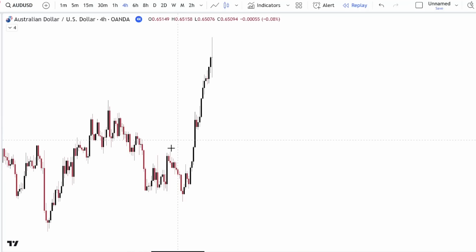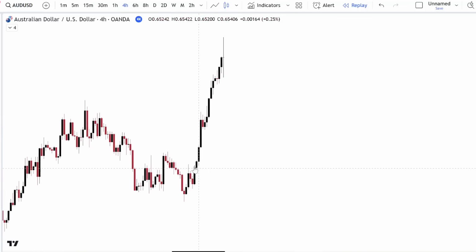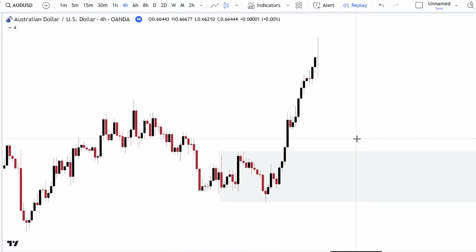So first thing you want to do is you want to locate your shelf. So what do we have here? We have this low, this high, and this swing low. This is the trap price prior to the breakout. So this would be our shelf. So what is our next step? Our next step is to locate the order blocks. So what do we have here?